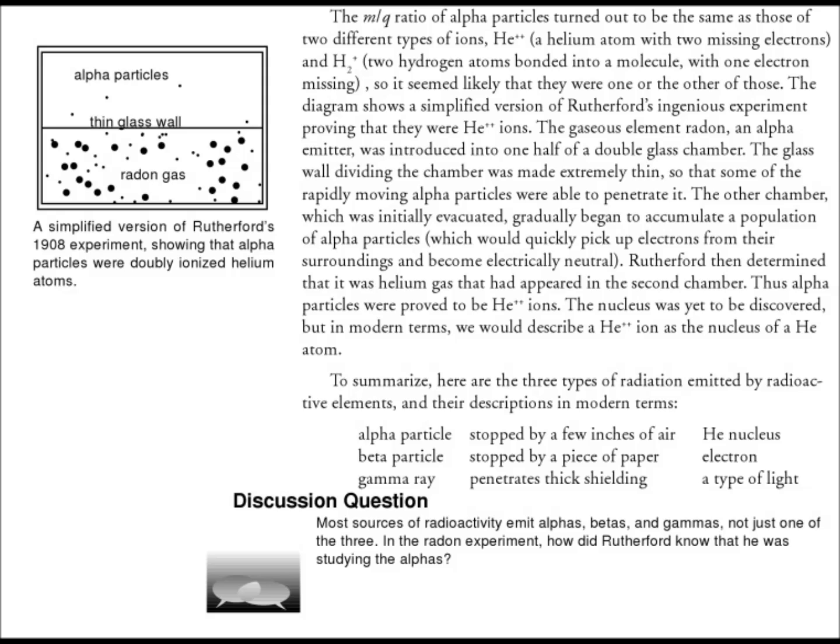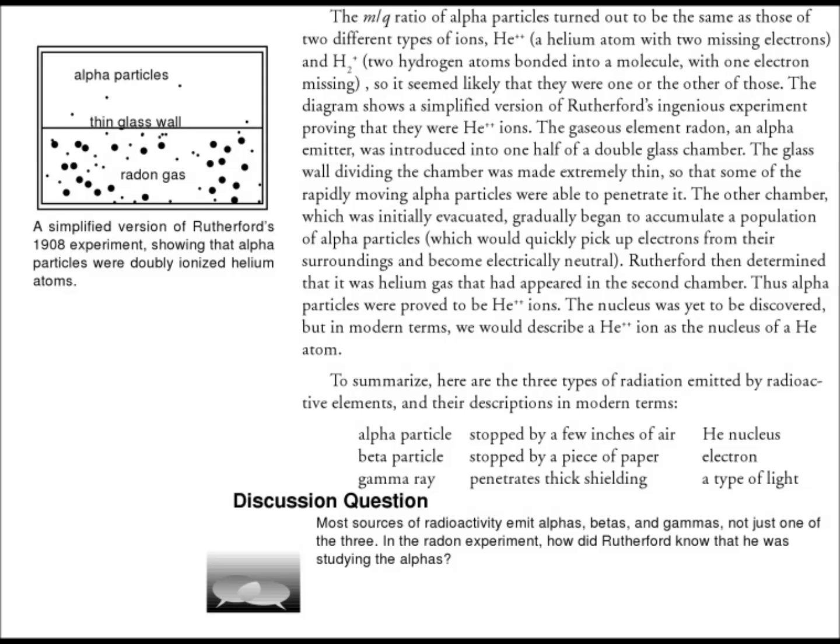The m to q ratio of alpha particles turned out to be the same as those of two different types of ions: helium, a helium atom with two missing electrons, He2+, and H2, two hydrogen atoms bonded into a molecule with one electron missing. So it seemed likely that they were one or the other of those.